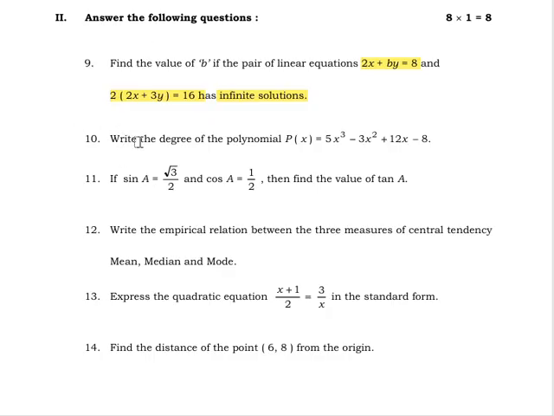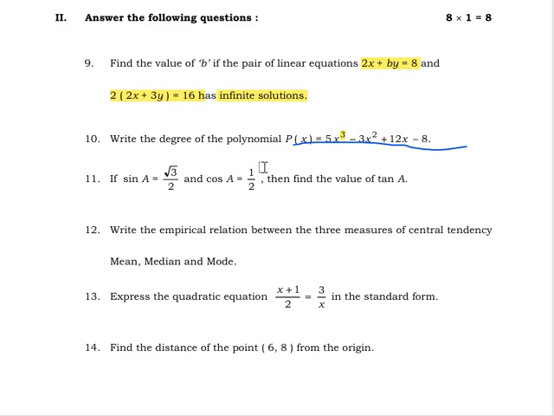The 10th question is, write the degree of the polynomial p of x is equals to 5x cube minus 3x square plus 12x minus 8. You already know the degree of the polynomial is nothing but the highest power of the variable in the given polynomial, whether it may be quadratic or any polynomial. Here the variable is x, the highest power of x is 3. So the degree of the given polynomial is 3.